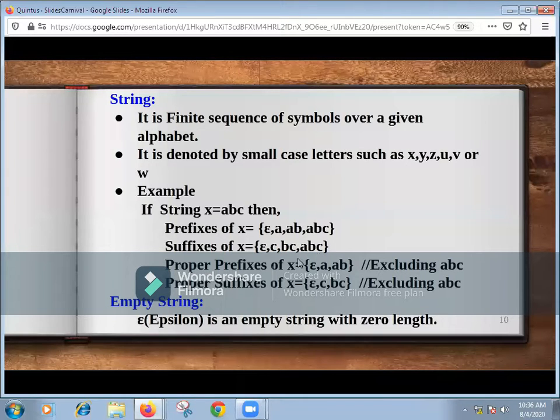Okay. Now, what are proper prefixes? Proper prefixes means what? See here, prefixes of X we have already found here.